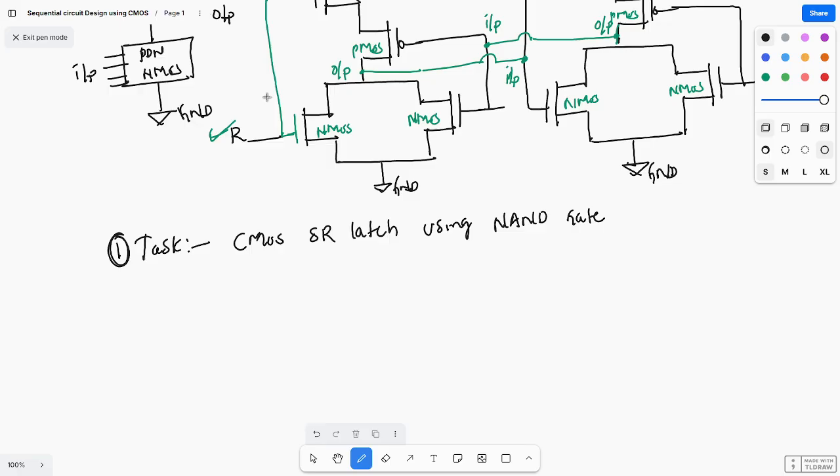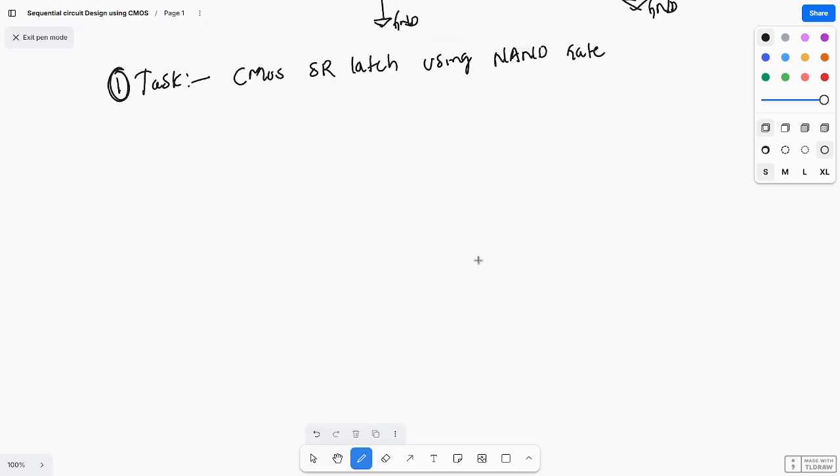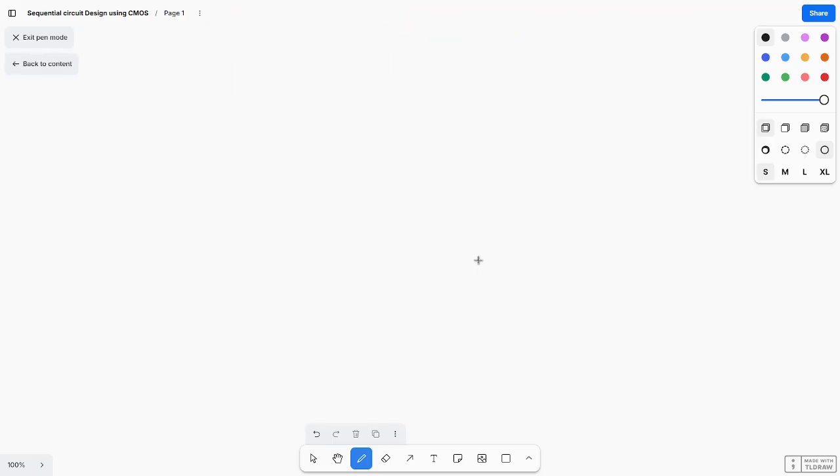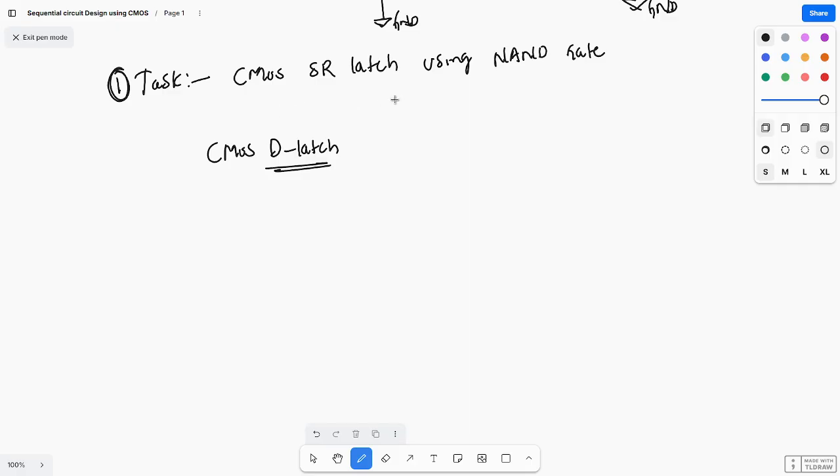Suppose I want to design a CMOS D latch. CMOS D latch means, how can we design a CMOS D latch? This one you can do, no? Any doubt or any query in this? CMOS SR latch by using NAND gates. NAND gate we already designed, no? Yes, sir. NAND gates connected back to back, that is nothing but the CMOS SR latch.